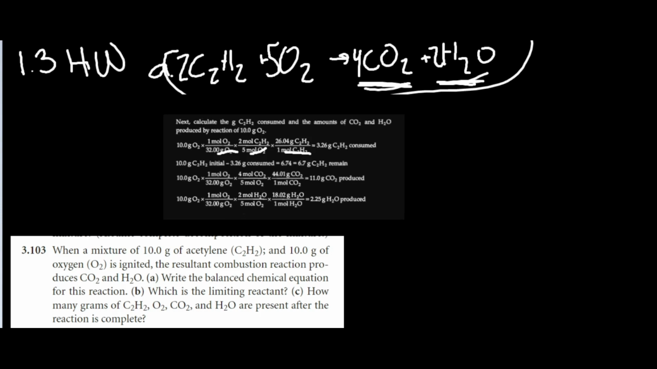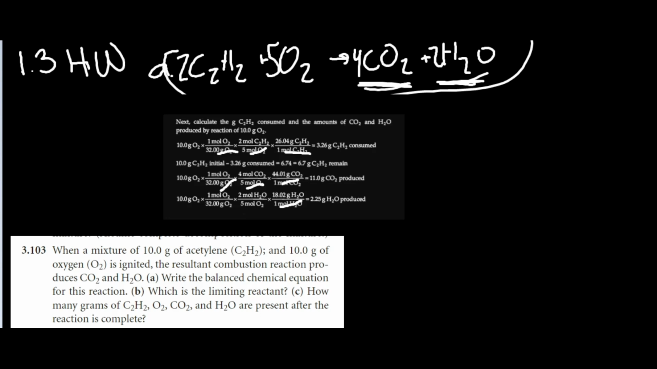So in order to find the amounts produced, you're just going to convert your grams of oxygen to grams of carbon dioxide and grams of water respectively. So just simple stoichiometry again, you're going to want to cancel grams of oxygen, cancel moles of oxygen, and then find grams of both carbon dioxide and water respectively. And you find 11 grams of CO2 and 2.25 grams of H2O.